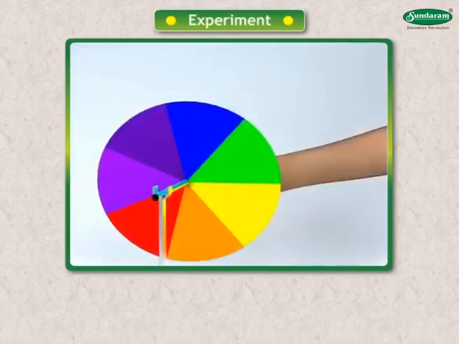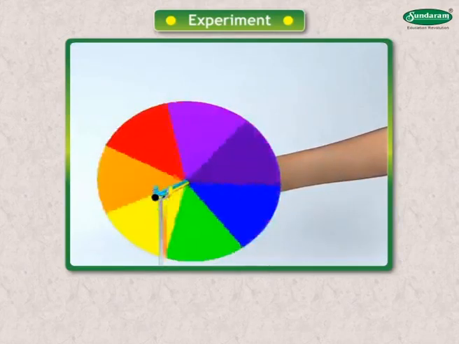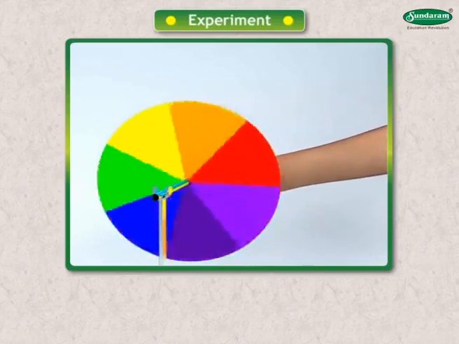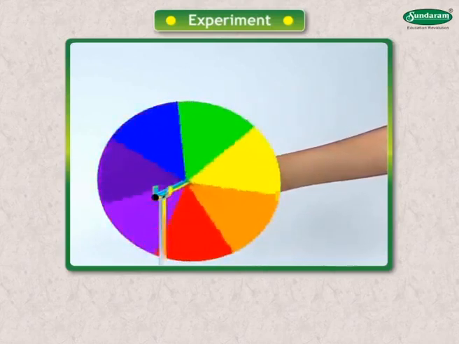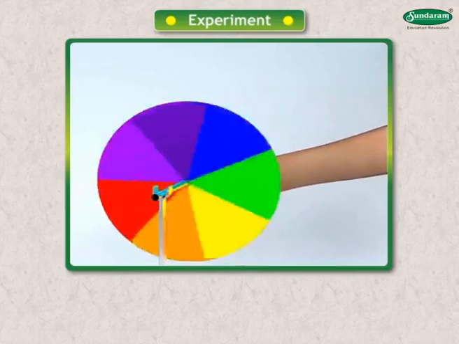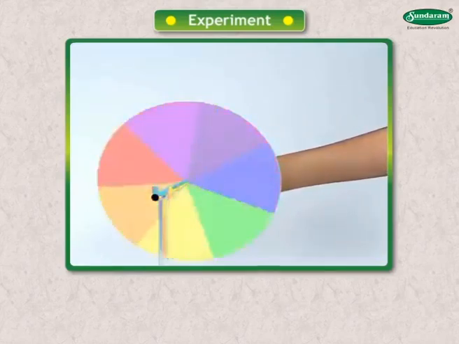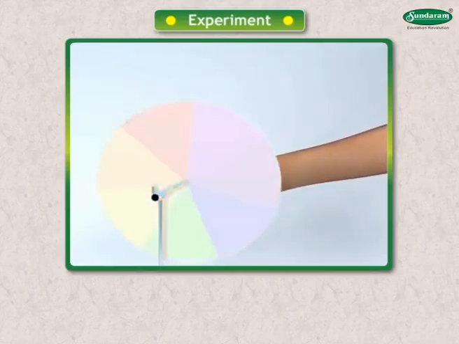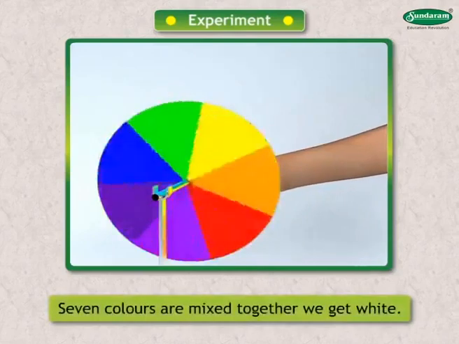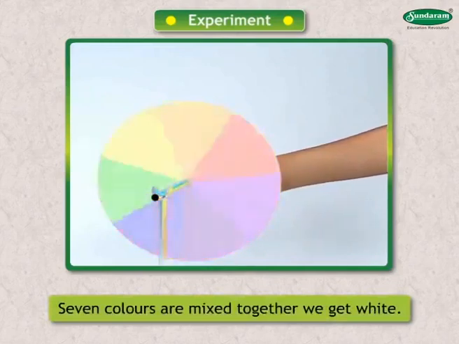Now, holding the nail in your hand, turn the disc. While the motion of the disc is slow, we can see the different colors distinctly. But when the turning disc reaches a certain speed, it appears to be white. This tells us that when 7 colors are mixed together, we get white.